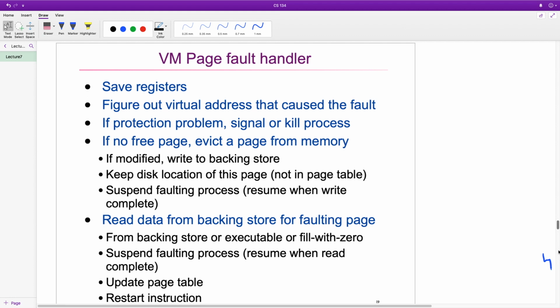So we write the evicted page into disk, and then after that we have to load whatever new page, possibly from disk too, right? Yes, from disk if it was previously saved, or from your executable. Okay. So, other questions?